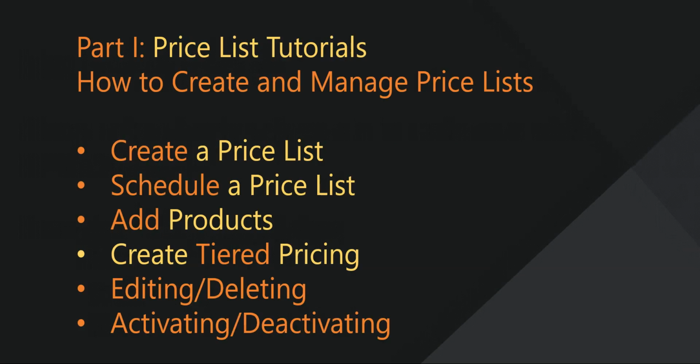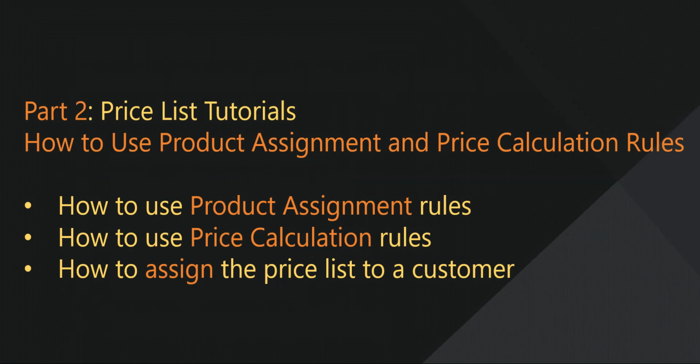In this tutorial, we'll demonstrate the following options for price lists: creating a price list, scheduling a price list for a specific date and time, adding products, creating tiered pricing, and editing, deleting, activating, or deactivating a price list. In part 2 of this video tutorial, we'll show you how to use product assignment rules and price calculation rules. Additionally, we'll demonstrate adding a price list for a specific customer or customer group.